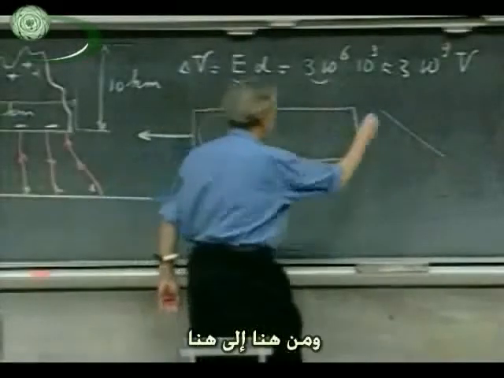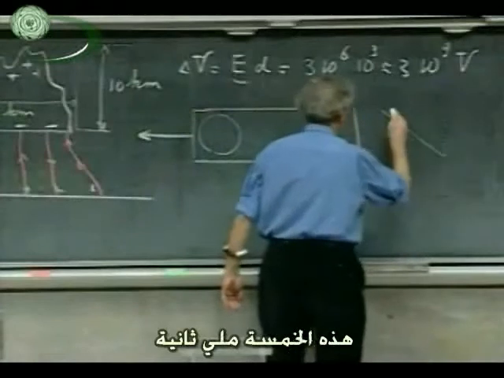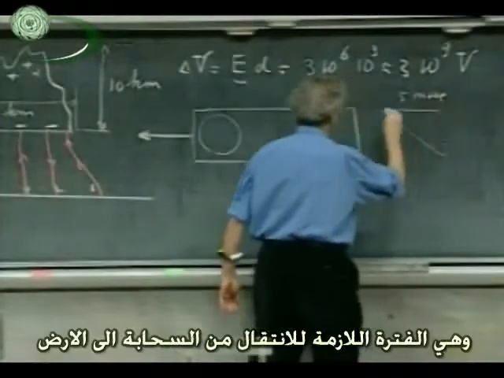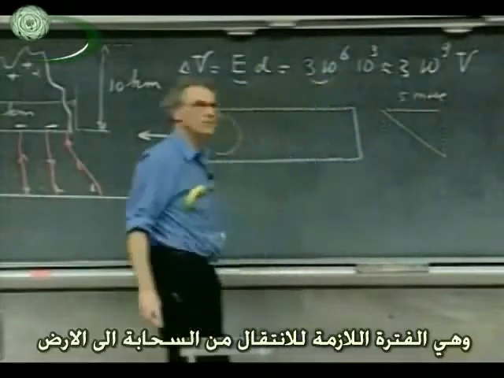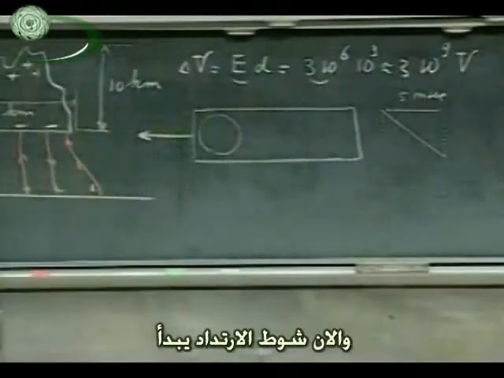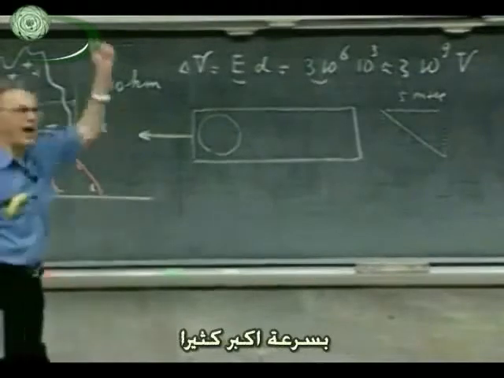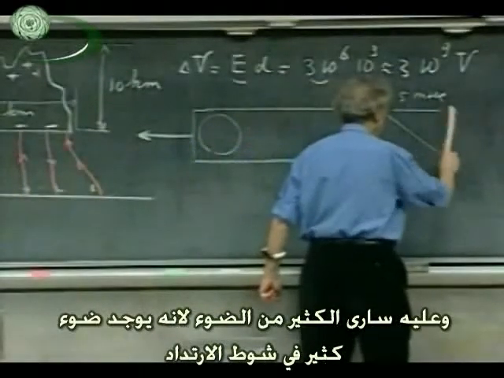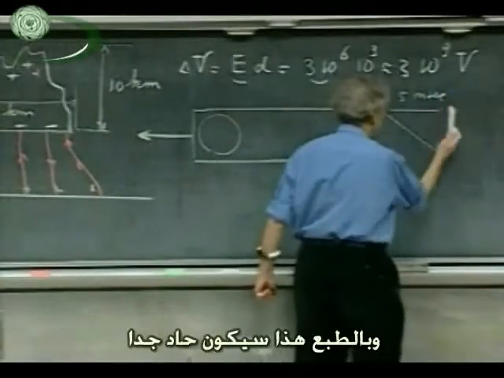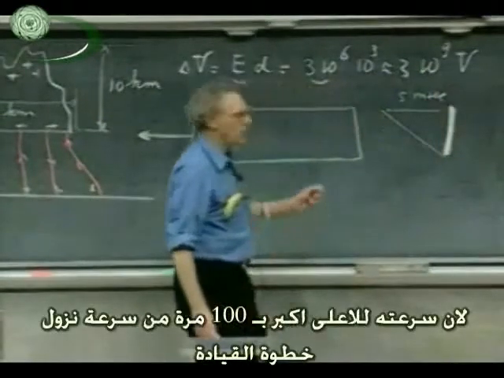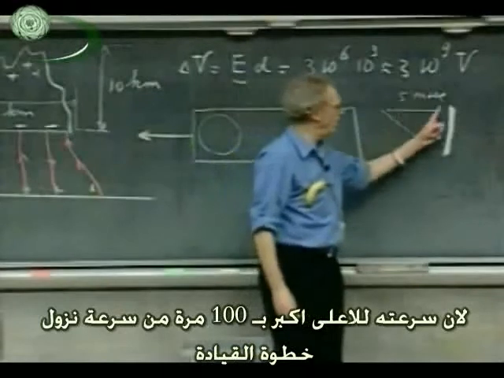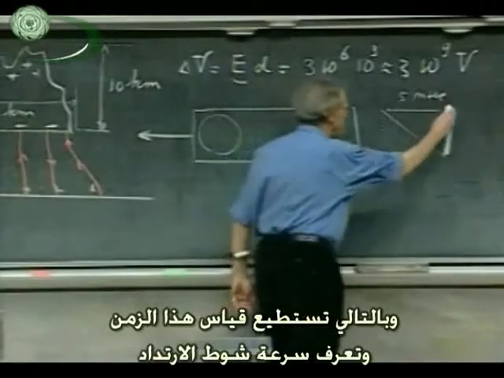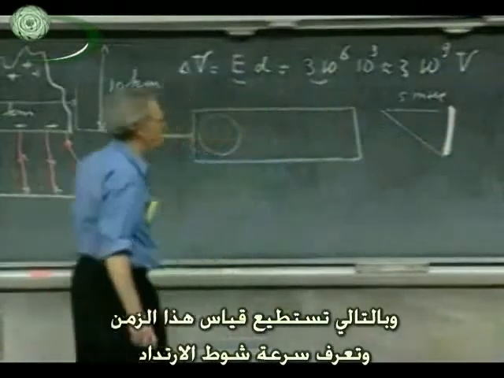And from here to here would then be the 5 milliseconds which it takes the step leader to go from the cloud to the Earth. Now the return stroke takes place with a way higher speed, and so I see a tremendous amount of light because there's a lot of light in the return stroke, and of course this is very steep because it goes 100 times faster up than the step leader came down. And so you can measure these times, and so you can get the speed of the return stroke.